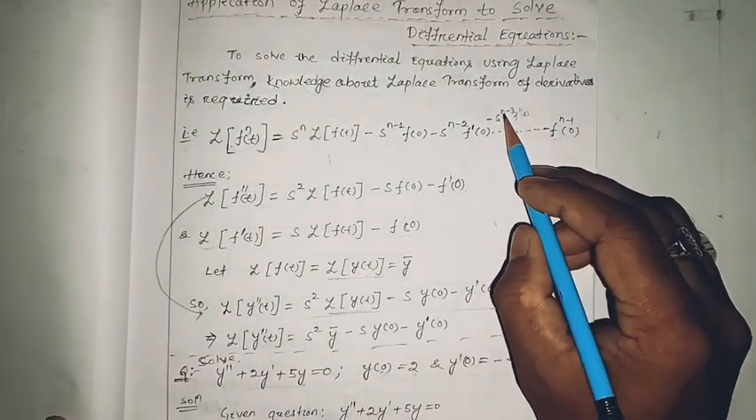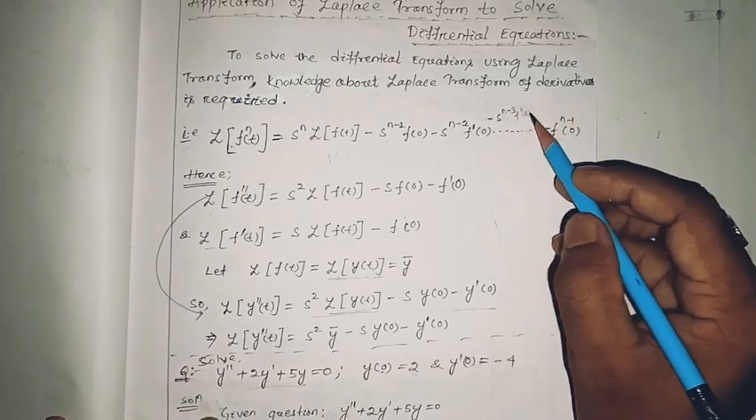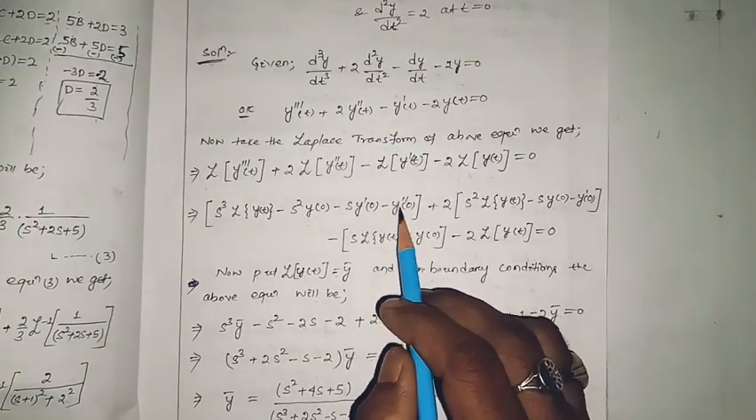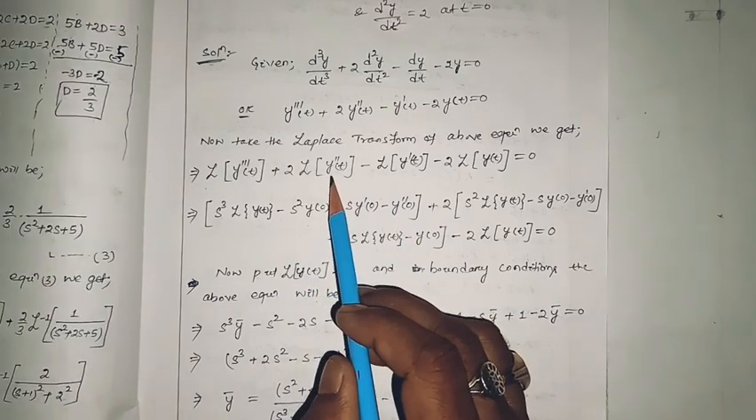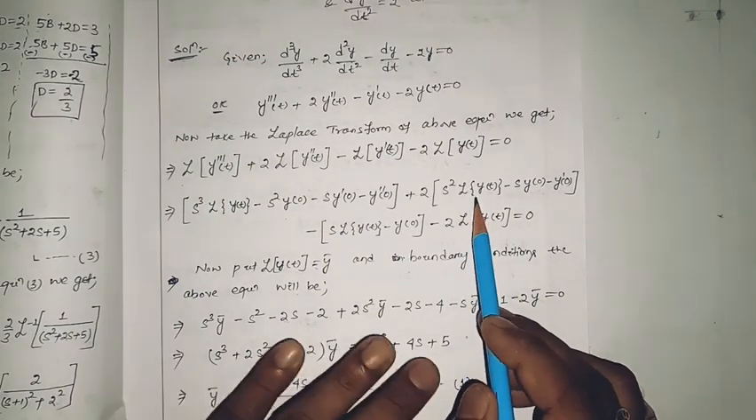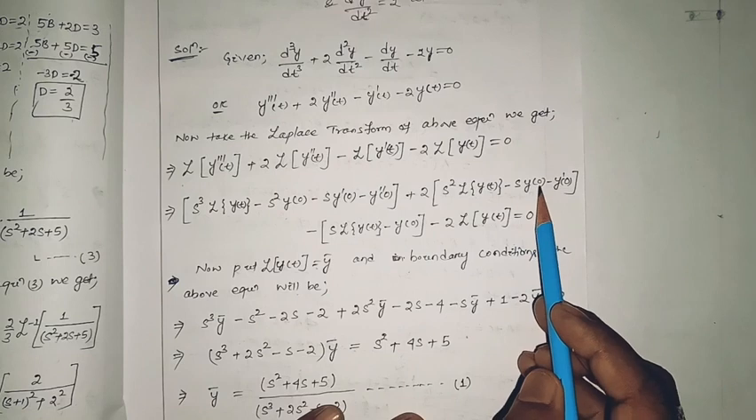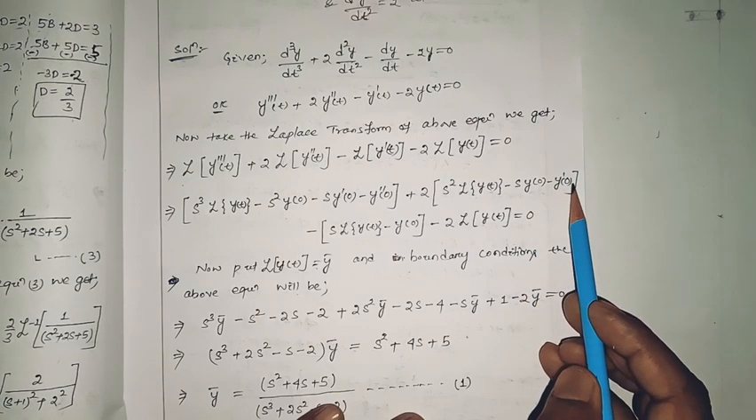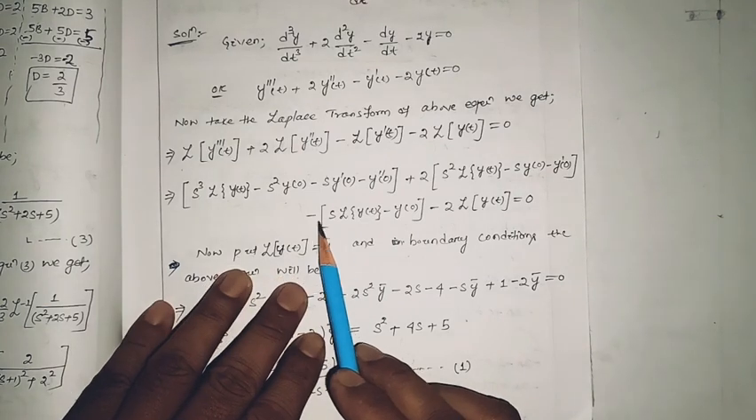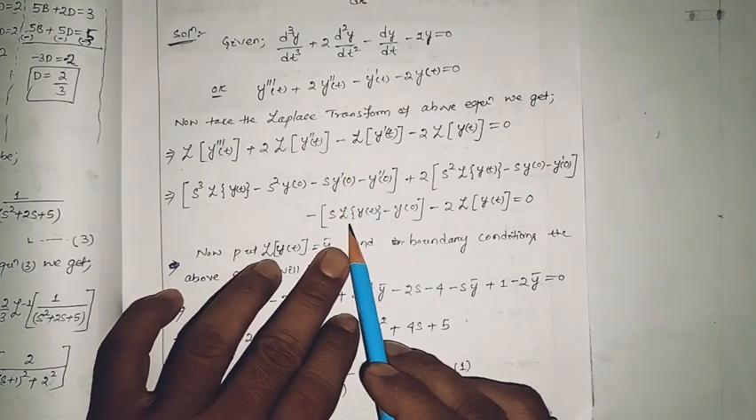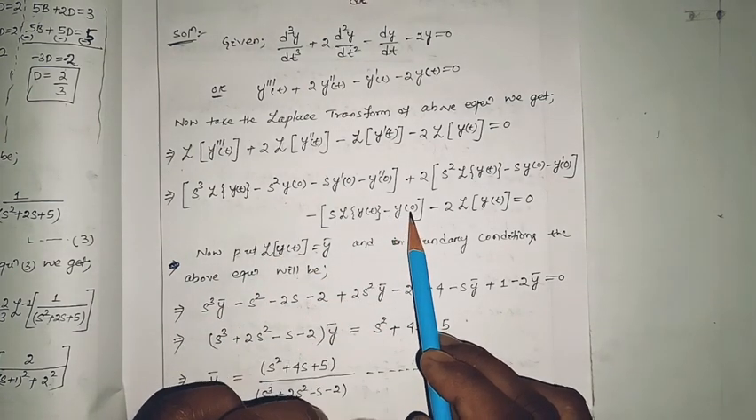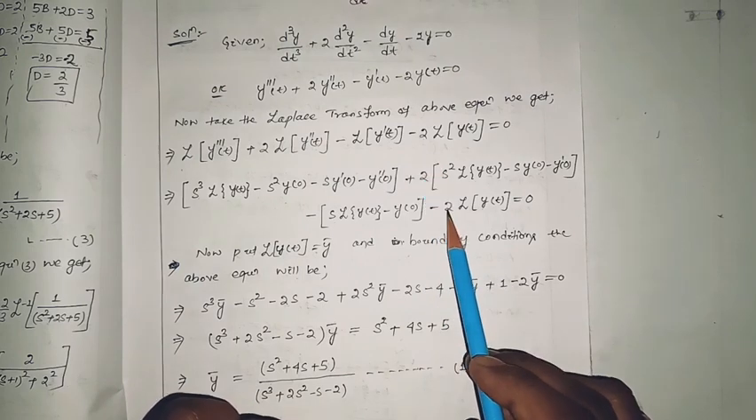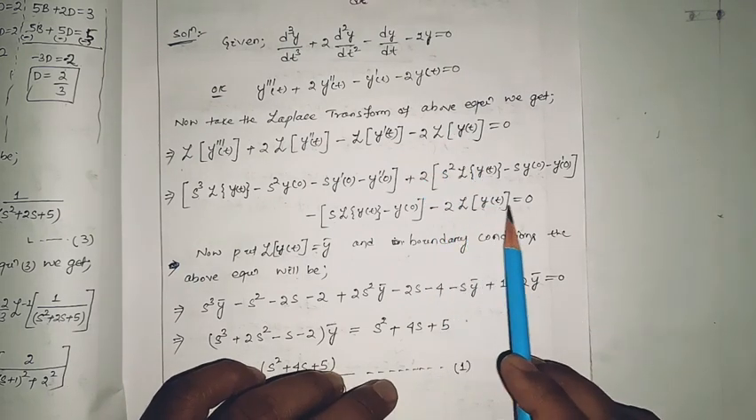Okay, so if this is 3, then 3 minus 3 will be 0, so s to the power 0 will be 1. Then the Laplace transform of the double derivative of y is s squared times the Laplace transform of y, minus s times y at t equal to 0, minus y dash at t equal to 0. And the single derivative will be s times the Laplace transform of y, which is a function of t, minus y at t equal to 0. Minus 2 times the Laplace transform of y, which is a function of t.